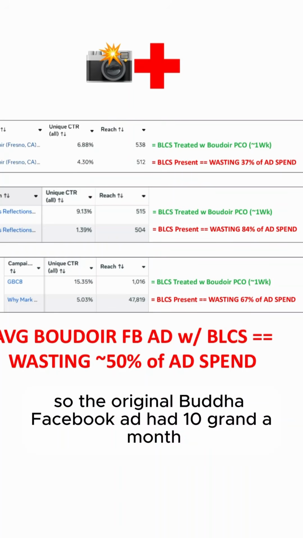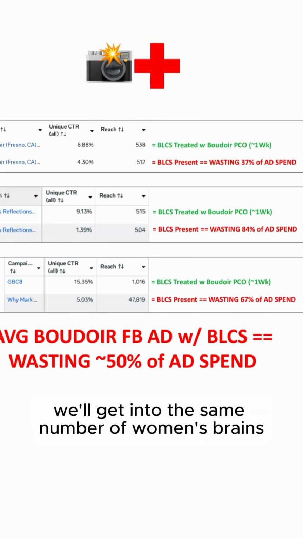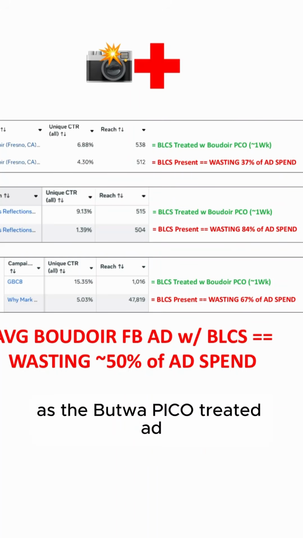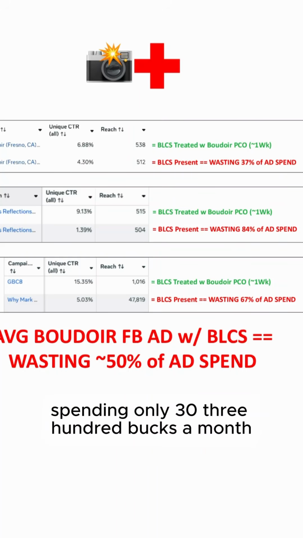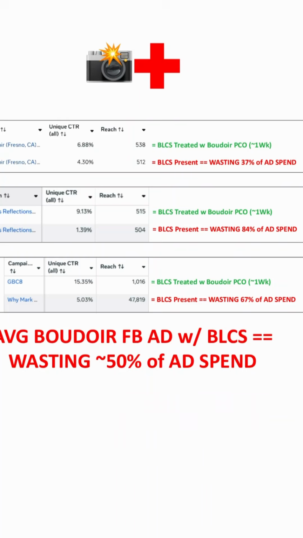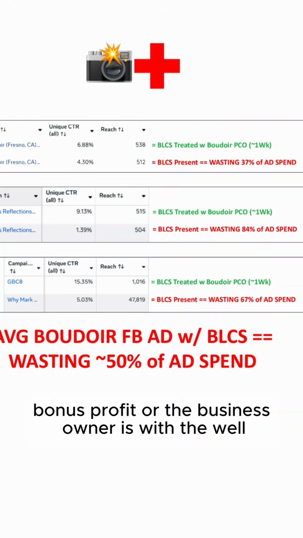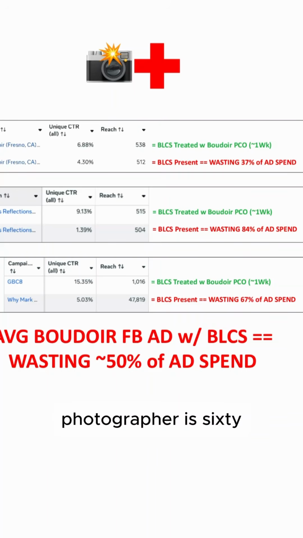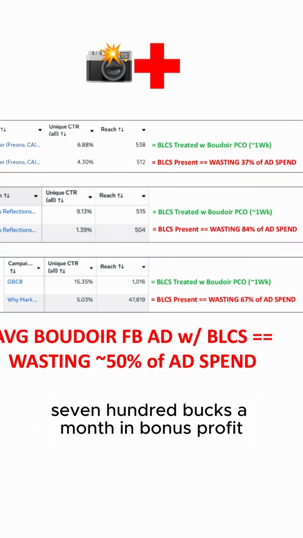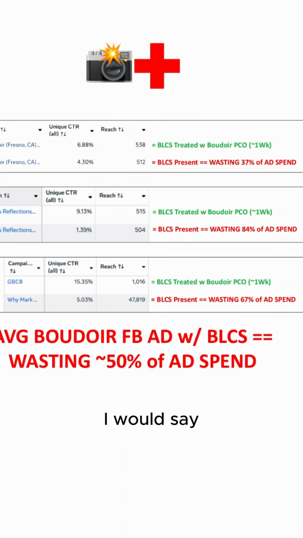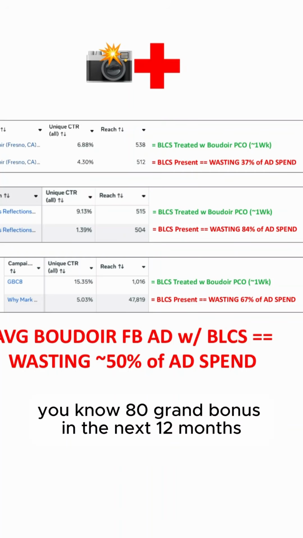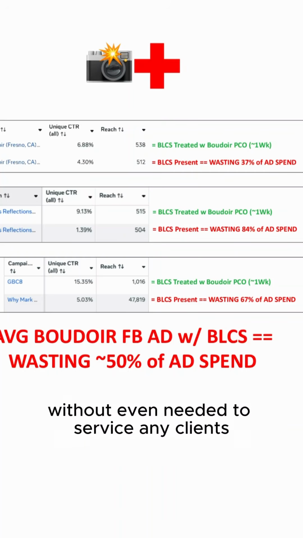The original Boudoir Facebook ad had 10 grand a month. We'll get into the same number of women's brains as the Boudoir Pico treated ad, spending only $3,300 a month. So that whole difference, we're pocketing as bonus profit, or the business owner is, the boudoir photographer: $6,700 a month in bonus profit by simply not spending that money. I would say, 80 grand bonus in the next 12 months. So insanely good without even needing to service any clients.